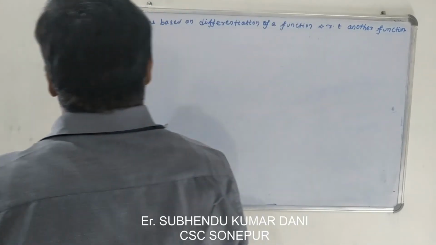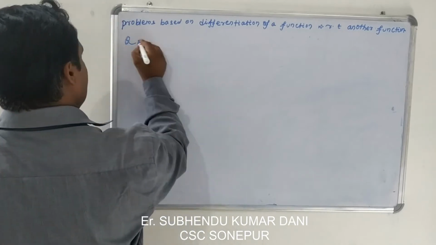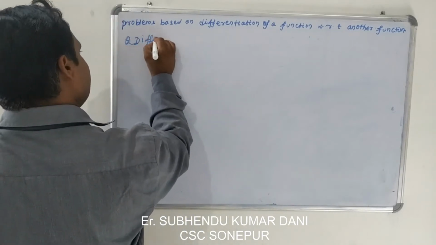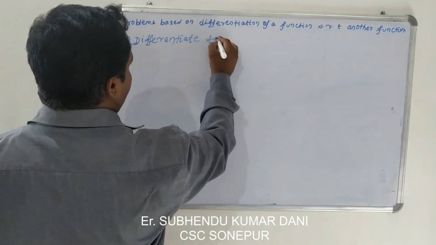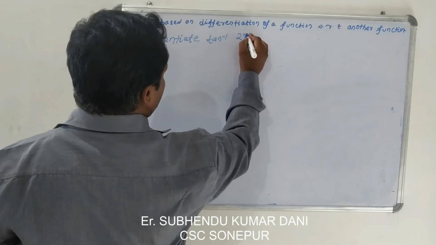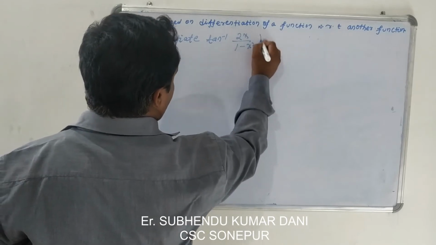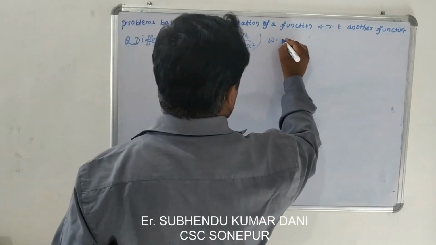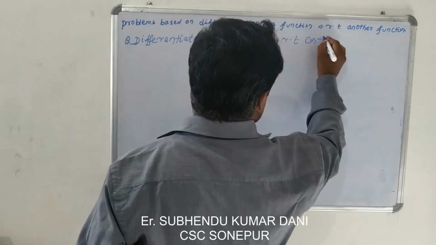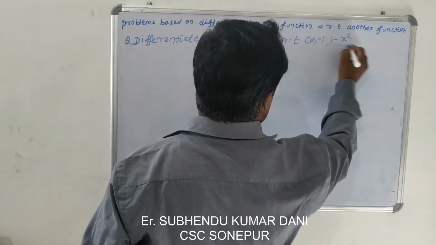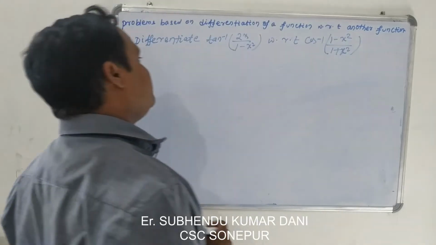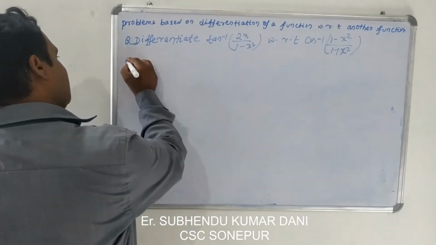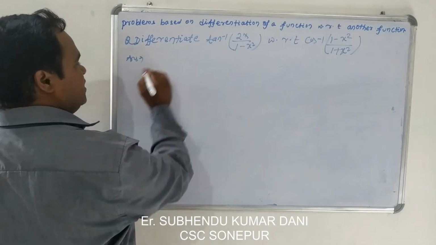So for your question, differentiate tan inverse of 2x divided by 1 minus x square with respect to cos inverse of 1 minus x square divided by 1 plus x square. Alright, so firstly your answer is here.